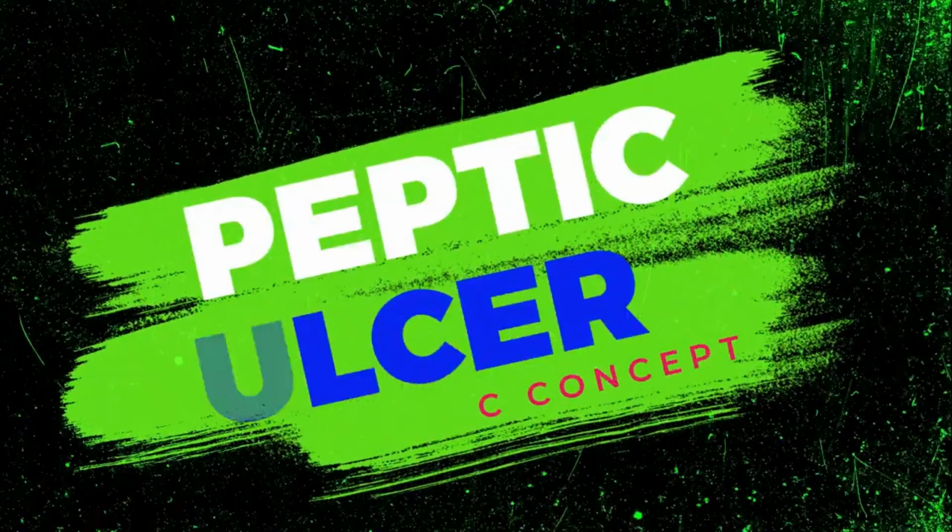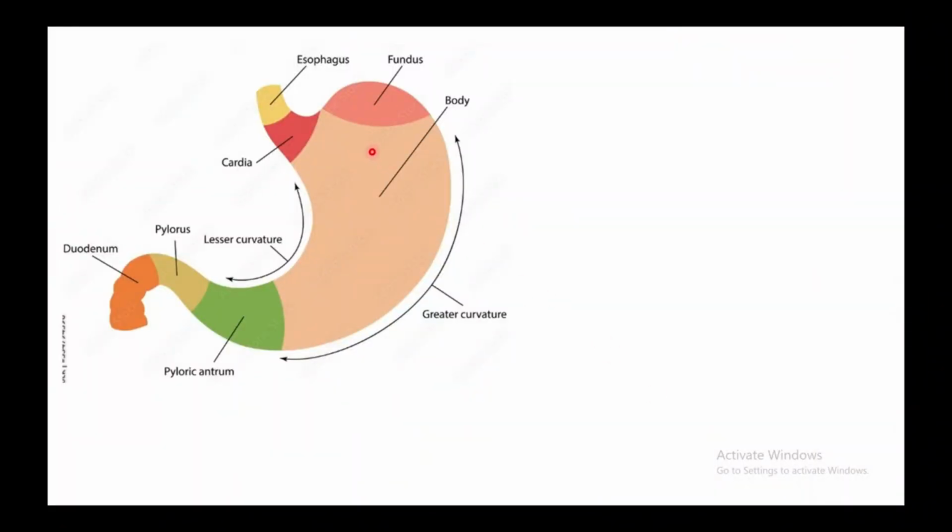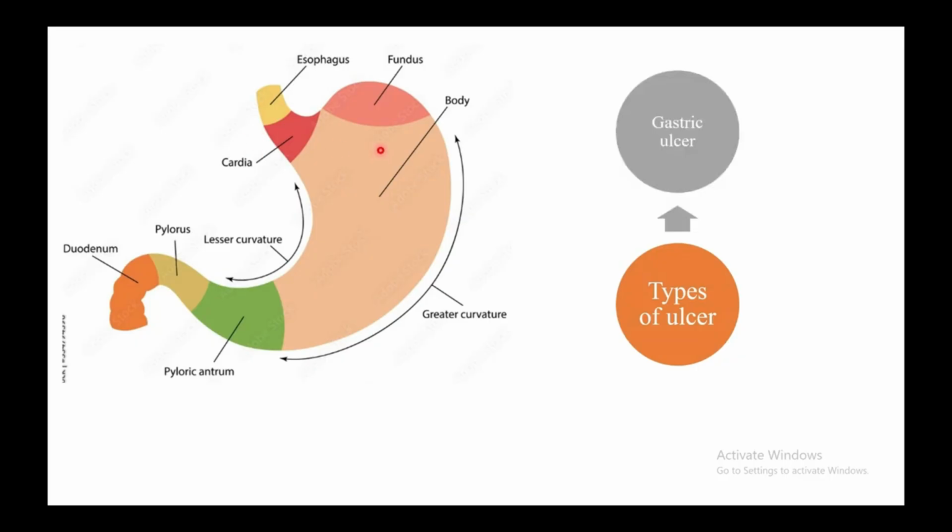You are seeing on my screen the different parts of the stomach: cardia, fundus, body, pyloric antrum, pylorus and duodenum. These are all parts of the stomach. On the basis of location, we can differentiate the types of ulcer. For example, if the ulcer is in any part of the stomach, then it's called a gastric ulcer.